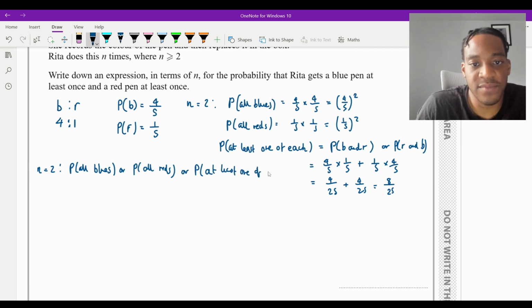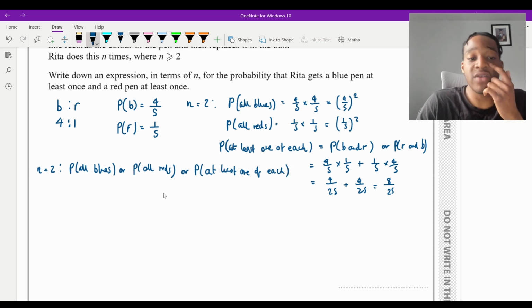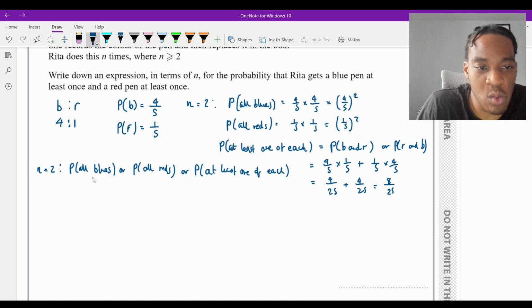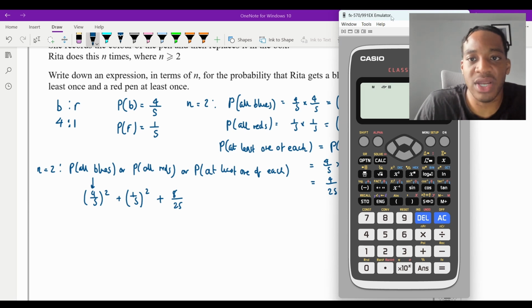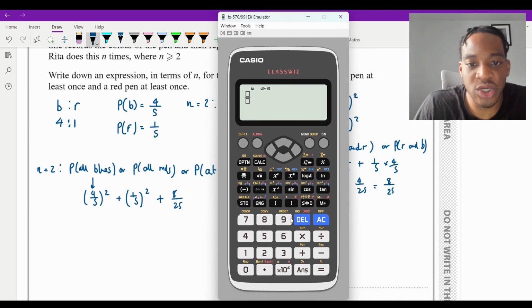Now, because these are all of the scenarios whereby this can happen, we would expect that when we add these probabilities together, it should give us 1 because it's the total probability space. So let's see if that works. All blues we can see is 4 over 5 squared, plus 1 over 5 squared for all reds when you do it twice, and then plus 8 over 25, right? I don't need a bracket to be fair. So I'll put 8 over 25 like this. And then if I put this into my calculator, I should expect to get 1, right? That is critical. So let's just see if we get that. Squared plus 1 over 5 squared.